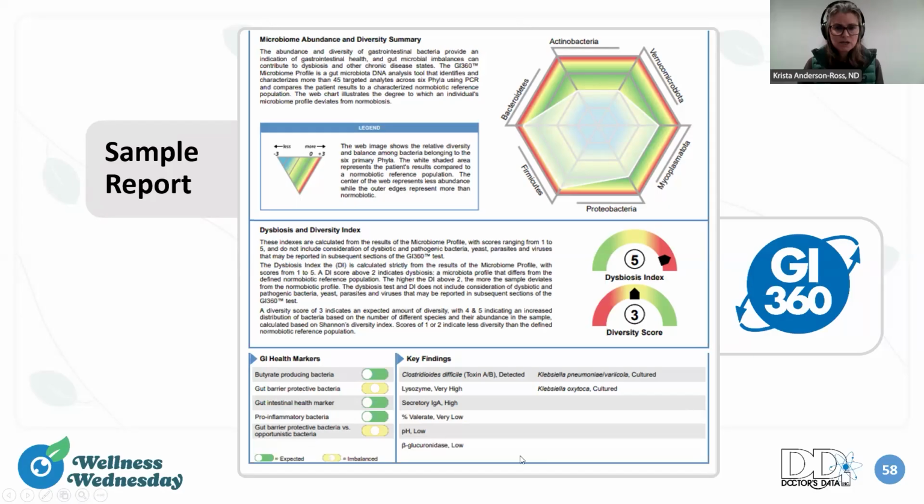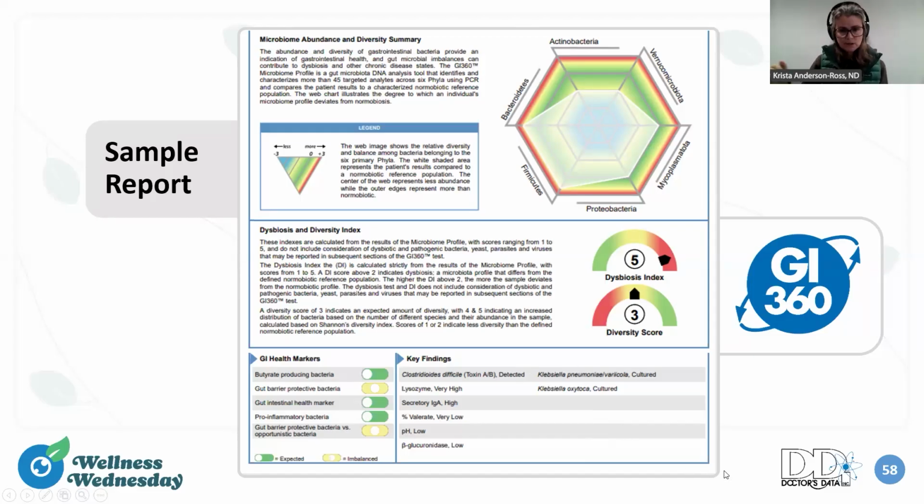Below that, the GI health markers and key findings call out the highest priority issues. So whether on balance, the bacteria are protective or inflammatory, or if there's key pathogenic bacteria, what's going on with butyrate and secretory IgA production, and any pathogens or overgrowth that need clinical attention.